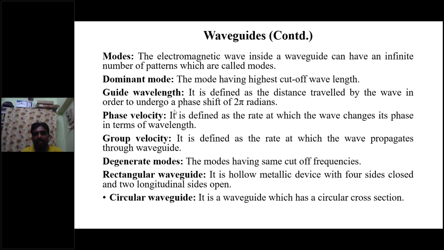And the next parameter is guide wavelength. What is meant by guide wavelength? It is denoted by the symbol lambda g. This is already observed in the notes. It is defined as the distance traveled by the wave to undergo a phase shift of 2 pi radians. And this is called the guide wavelength.